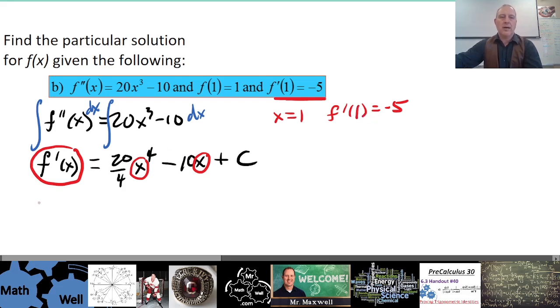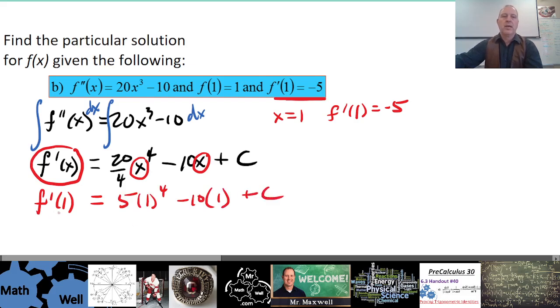So I'm going to do that. This is the f prime of 1. So this is 20 over 4 is 5. That's going to be, the x is 1, minus 10 times 1 plus c. This f prime of 1 we know is given to be negative 5. So negative 5. And I'm just going to go ahead and do another step here.